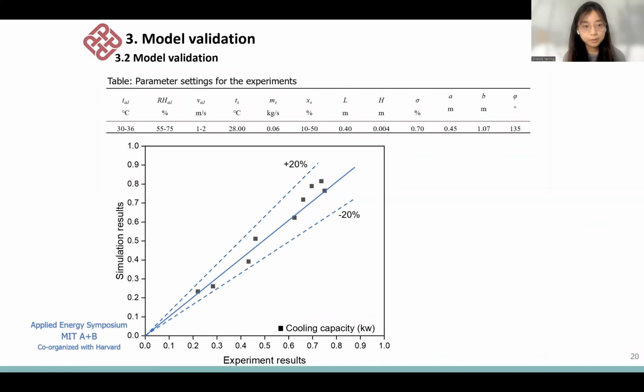This model has been validated, and the deviation between the experiment result and the simulation result is less than 20% in very different input temperature, relative humidity, and solution concentrations. Therefore, this model might accurately predict the system.